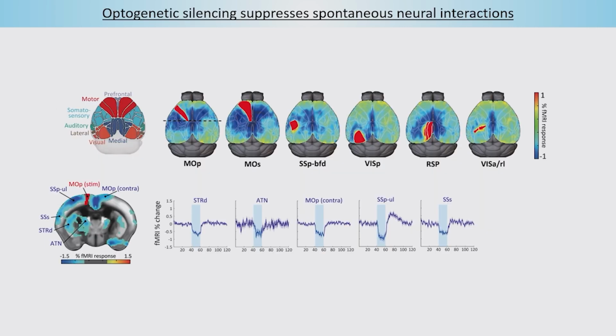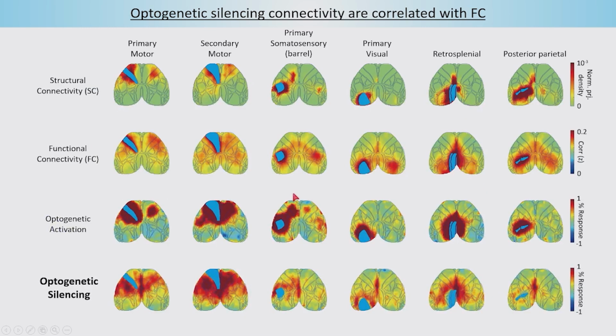And this is the result. Upon the stimulation of 6 cortical regions, we observed negative fMRI responses due to the reduction of spontaneous activity. We quantified this negative response as a spontaneous connection strength from the stimulus region. Surprisingly, optogenetic silencing induced connectivity very different from optogenetic activation, which indicates the difference between evoked neural activity and spontaneous neural activity.